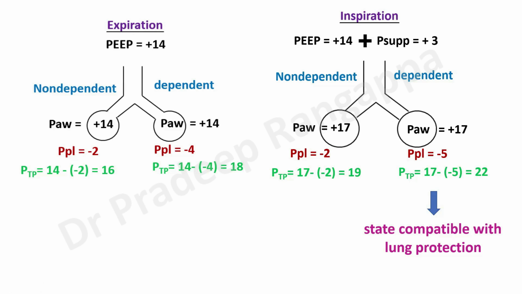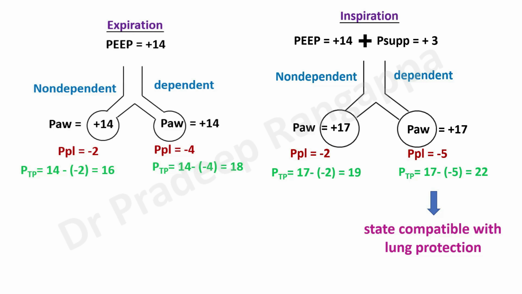Bear in mind, we are talking about only lung pathology. At the same time, concurrently, you need to look at the chest wall also, which also has a bearing on increasing the transpulmonary pressure, because the pleural pressure is influenced by both the pathology in the lung and the chest wall also. So this is the concept.